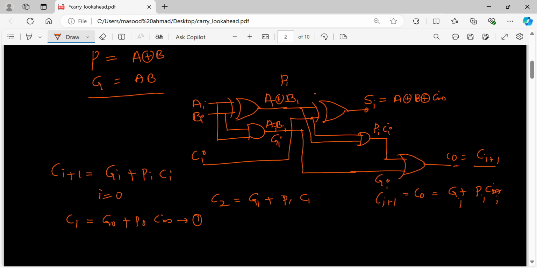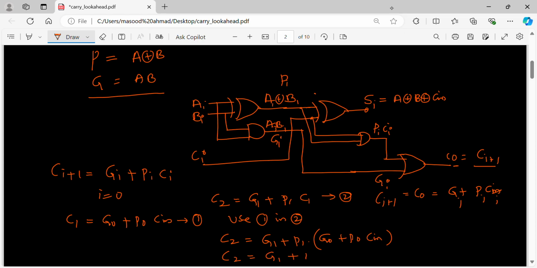Let's say this is equation number 1, and this is equation number 2. Use 1 in 2. What is going to happen is, C2 is nothing but G1 plus P1 times C1. What is C1? C1 is G0 plus P0 Cin. So if you expand this, C2 is nothing but G1 plus P1 G0 plus P1 P0 Cin.